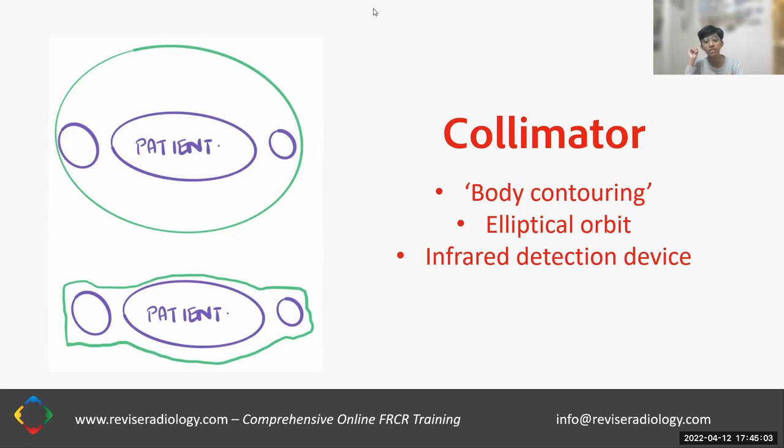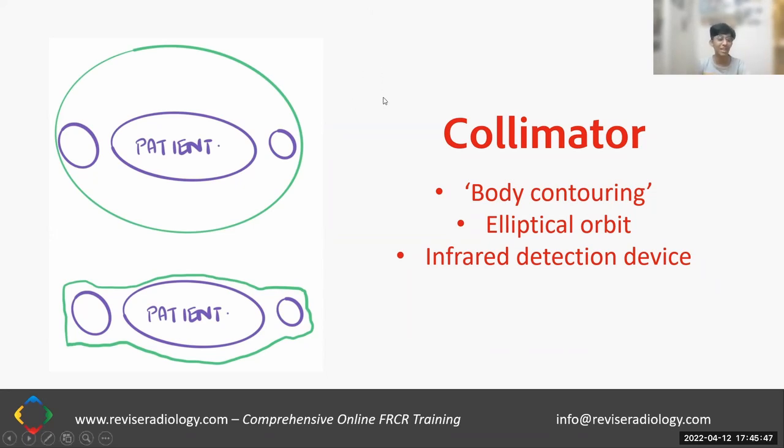So one way in which this body contouring takes place is that there are rows of infrared detection devices placed right next to the collimator. So you'll have two rows of infrared devices. One is the inner row and one is the outer row. The system says it's okay if the outer row beam is being interrupted by the patient's body. But as soon as the inner row beam is interrupted by the patient's body, that means the patient is too close to the collimator. And once again, the gantry rotation is shut off. So that's how body contouring works.